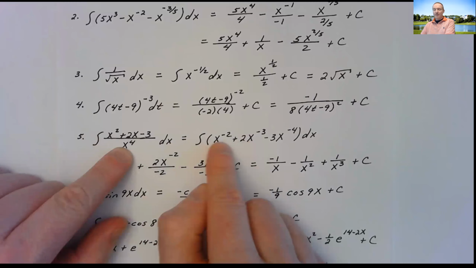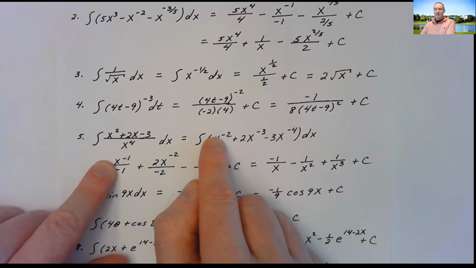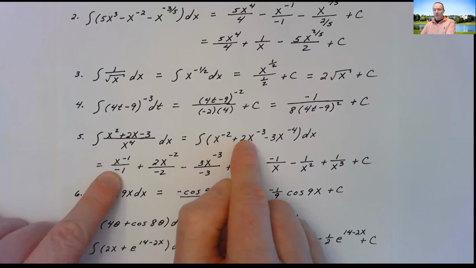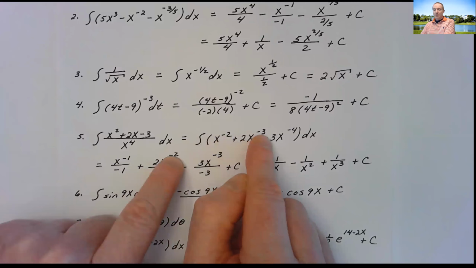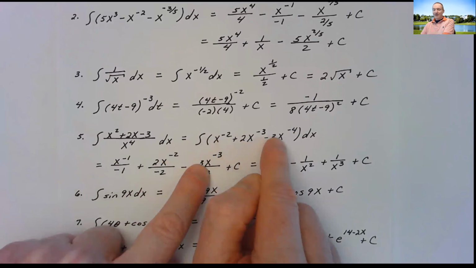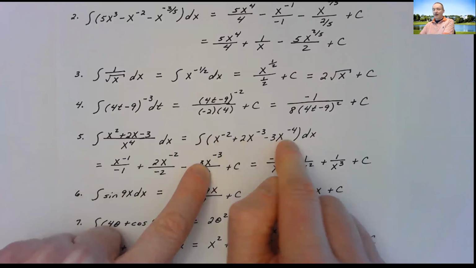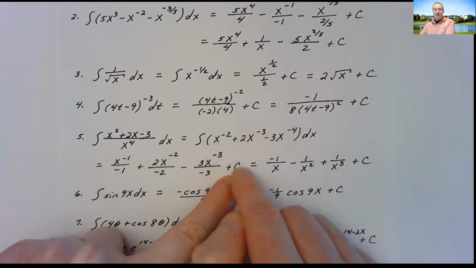This enables me to set up the problem to where now I can do the power rule pretty easily for each one of them. The first one, if I add 1 to that exponent, it's going to become x to the negative 1. Then I divide by that new exponent. The second one, when you add 1 to the exponent, you're going to get 2x to the negative 2. Divide by that new exponent of negative 2. The next one, minus 3x to the negative 3, when you add 1 to the exponent, divide by negative 3, plus our constant of integration. Always have to have that.